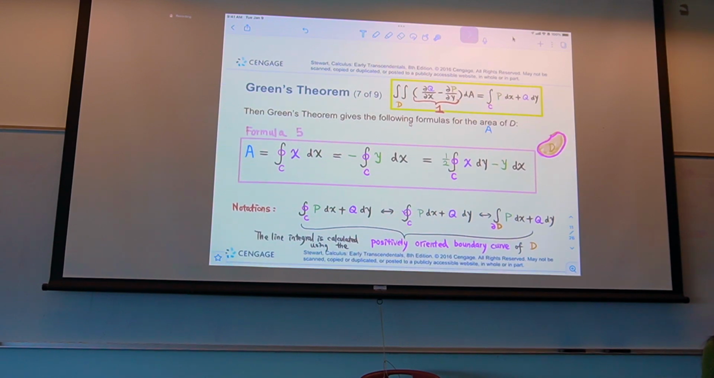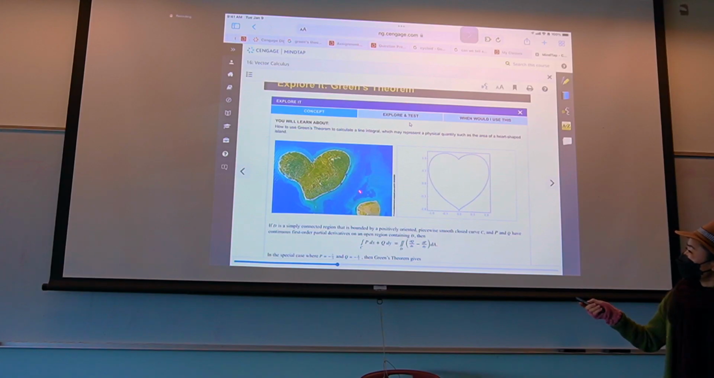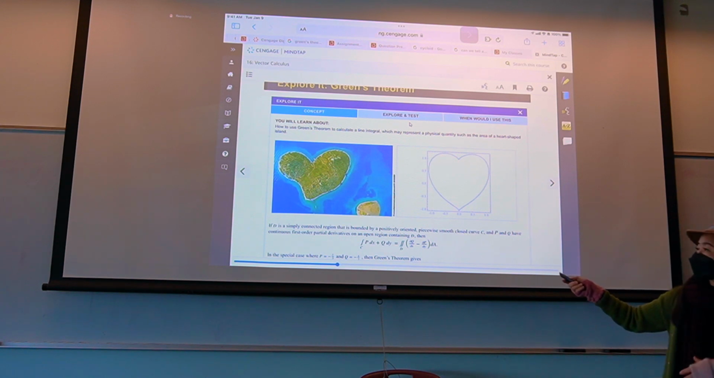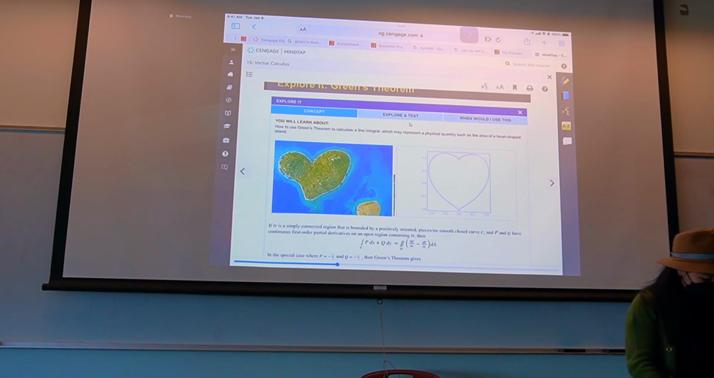So I actually try to show you a picture. Okay, so you see this island over here, right? This is in the heart shape. I wonder where this is. But anyway, it's so interesting, right? It's a heart shape. So if you want to find the area of this island, you can take one of those line integrals over the boundary, and you can find the area that's enclosed by that boundary. Okay, so that's kind of interesting.